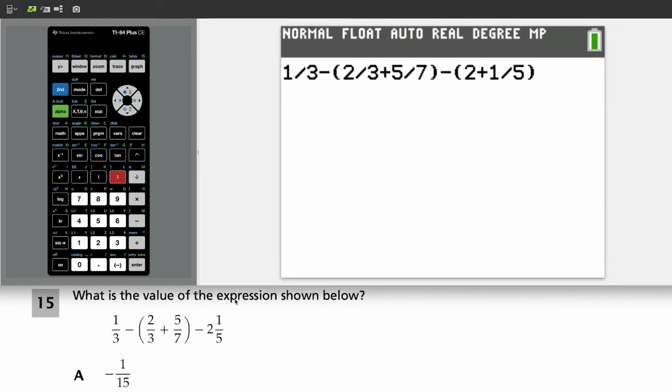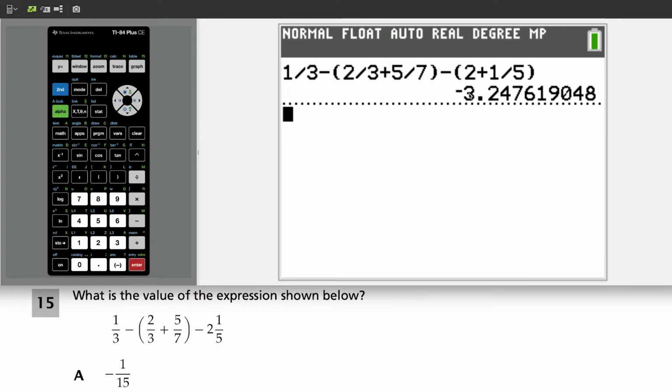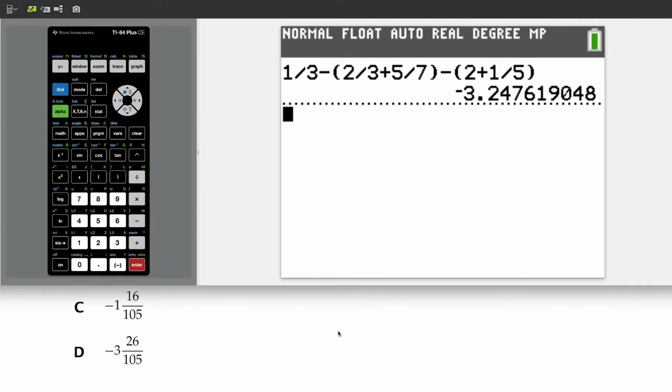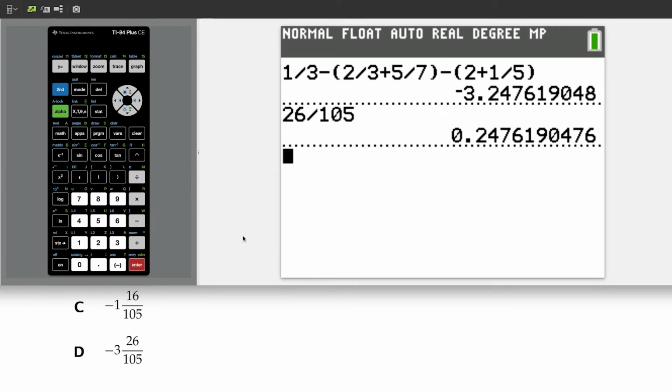So when I say minus this mixed number, I just have to make sure that I put parentheses around this, because if I don't write parentheses, it's going to throw the whole question off. And now I press enter, and notice I get -3 point something. And if I look here, the only answer choice that has a -3 in front is choice D. And if I want to check the decimal at the end, I do 26 over 105, and let's see if it matches. And we do get a match here. So choice D is definitely correct.